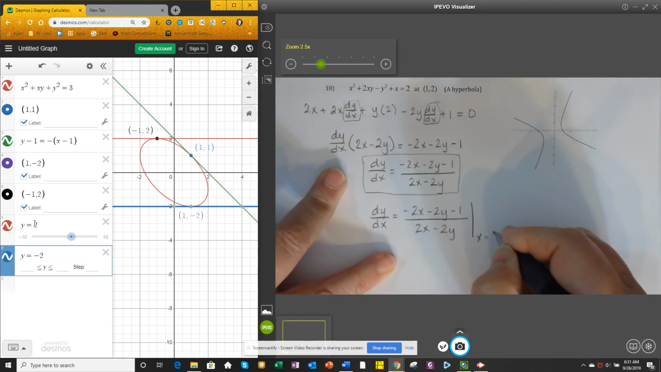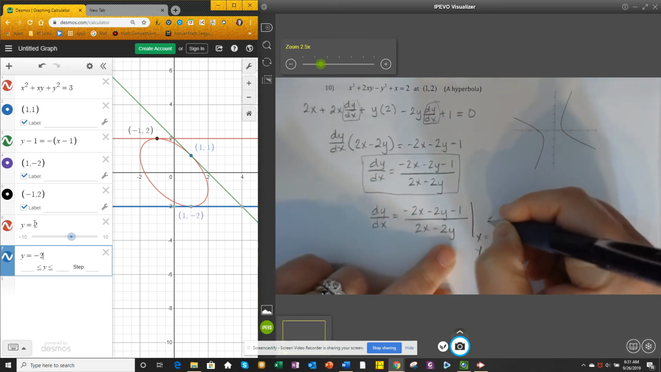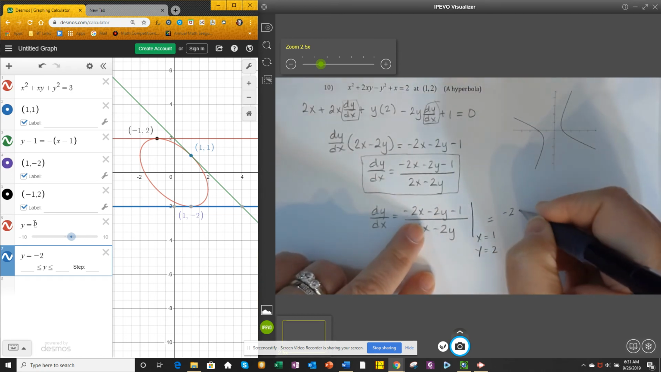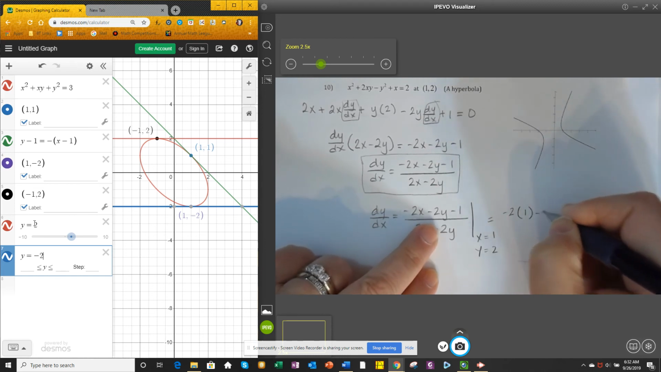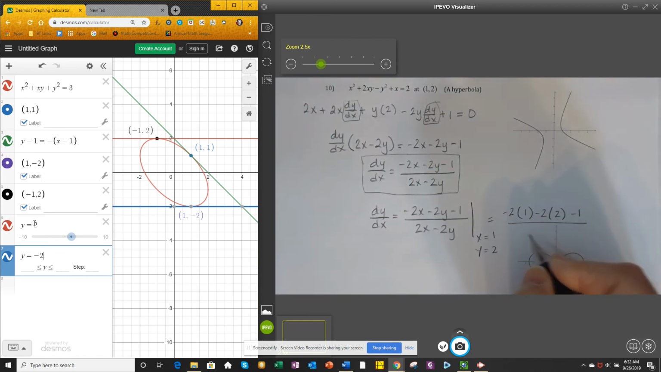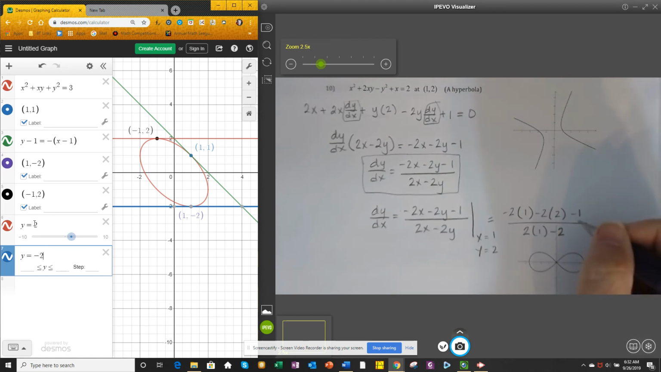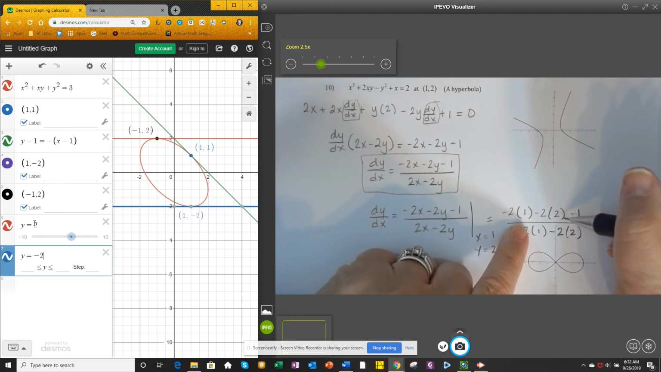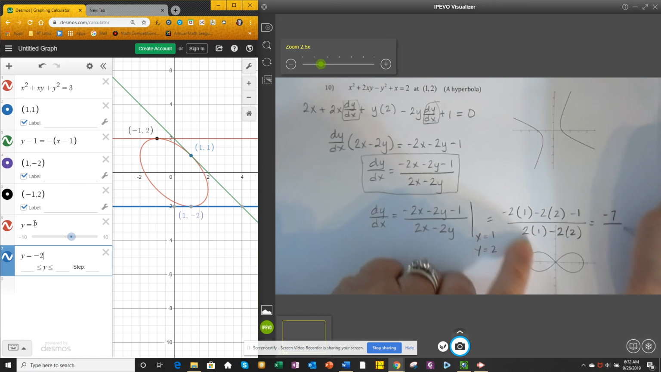Such that x equals 1 and y equals 2. If I plug that in there, we're going to get negative 2 times 1 minus 2 times 2 minus 1 over 2 times 1 minus 2 times 2. All right, so this is negative 2 minus 4 is negative 6 minus 1 is negative 7 over, and then this is 2 minus 4, which is negative 2, which is negative, or 7/2.